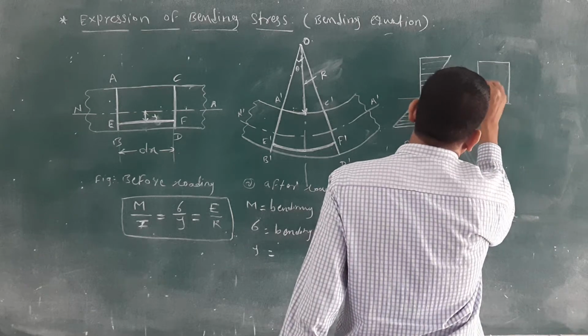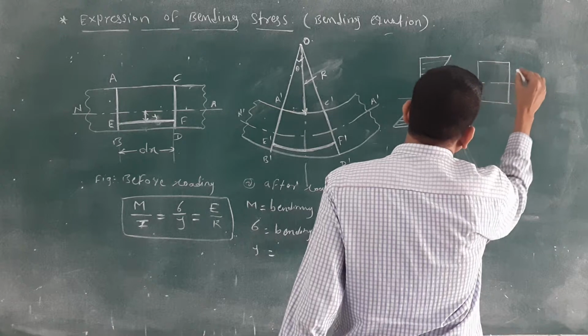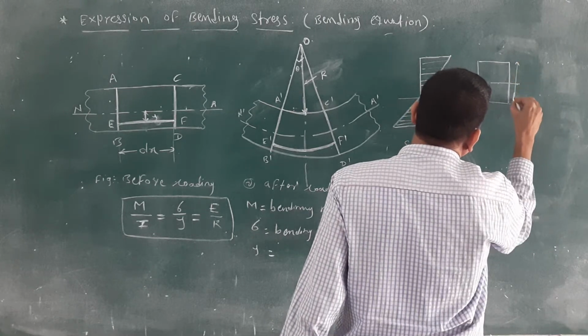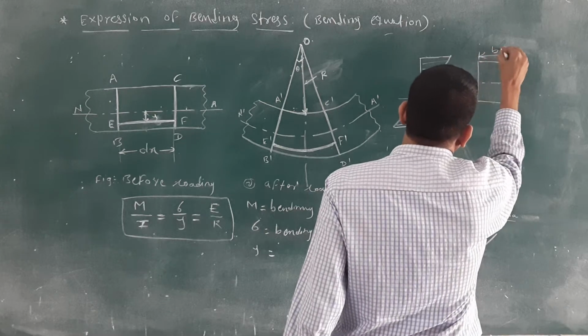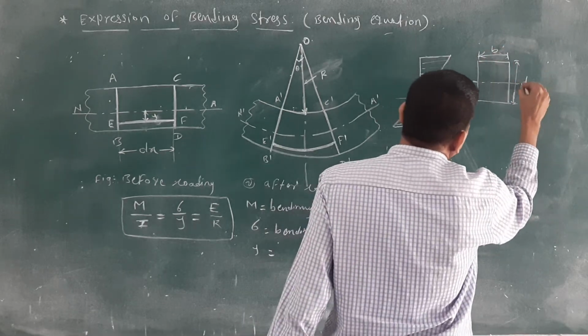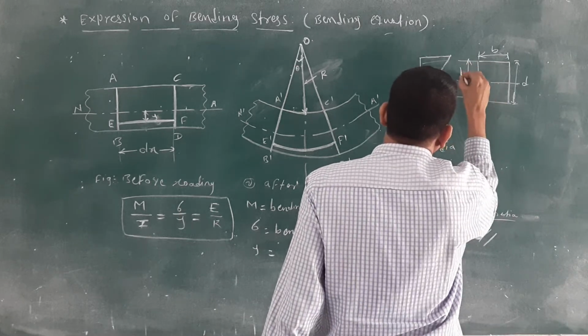What is the value of the Y? Where is the centroid? The centroid is at the center. Suppose this is the D and this is the B, width B and depth D. What is the half distance? Where is the centroid? D by 2.